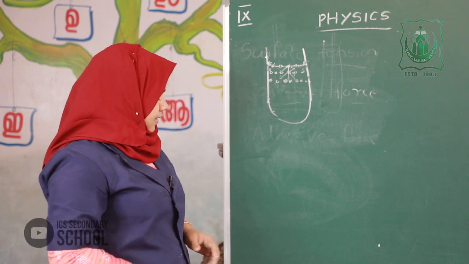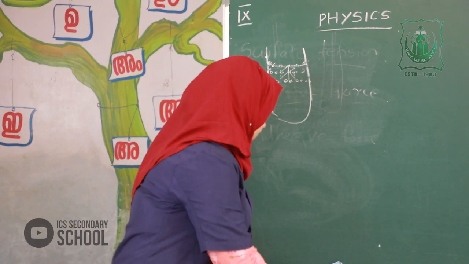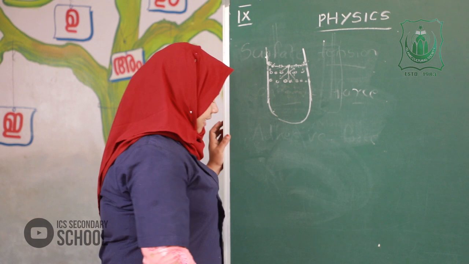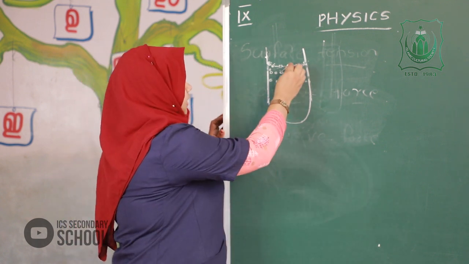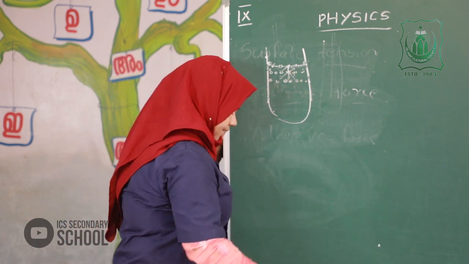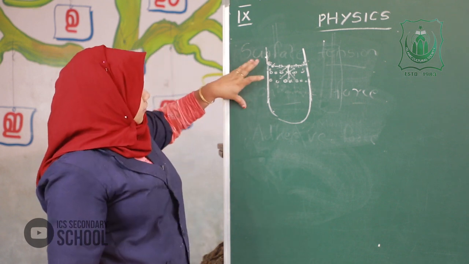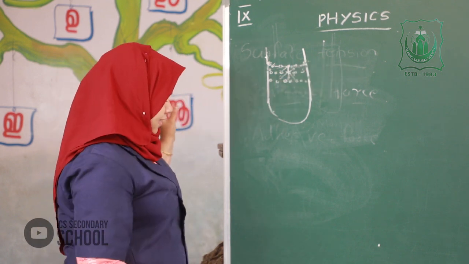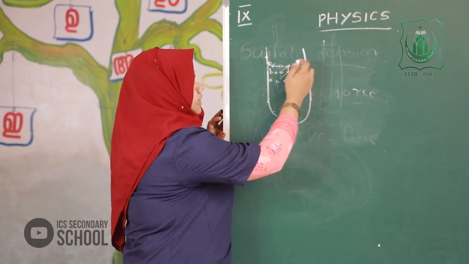Okay. Next, what is the direction of the resultant force on the molecule? Direction downwards. Okay. What is the reason for this surface being like an elastic membrane?